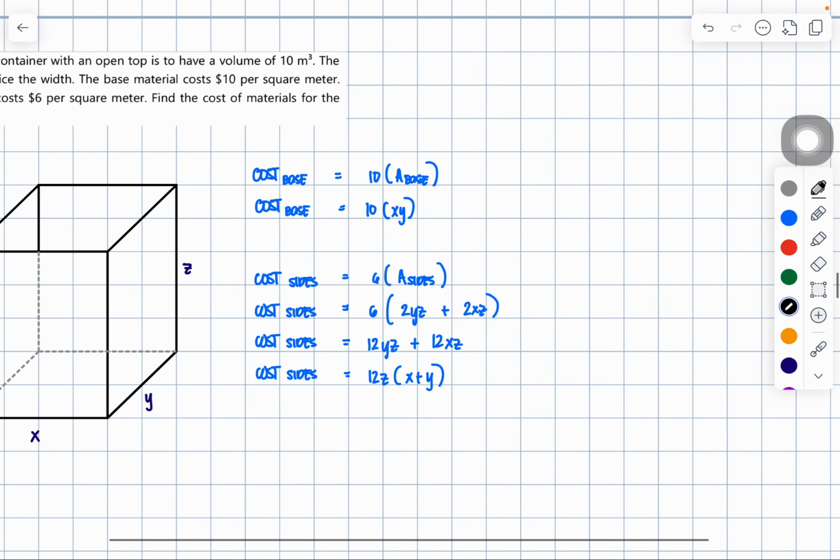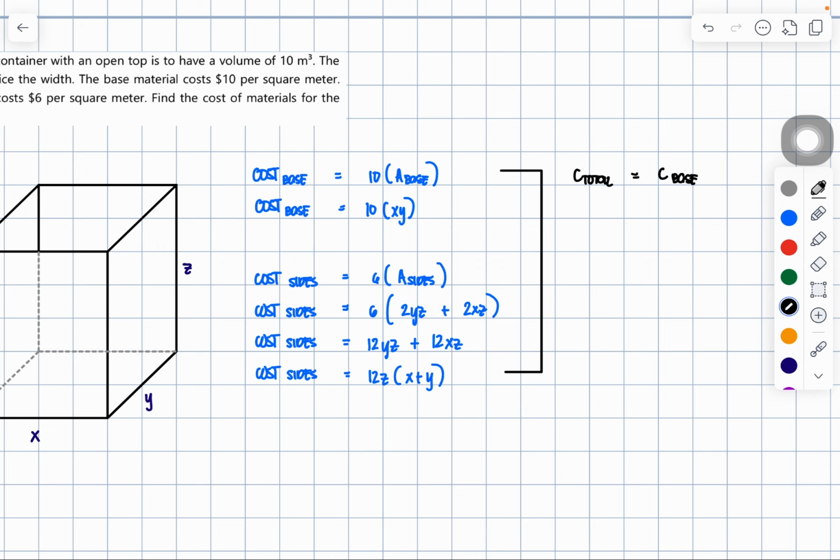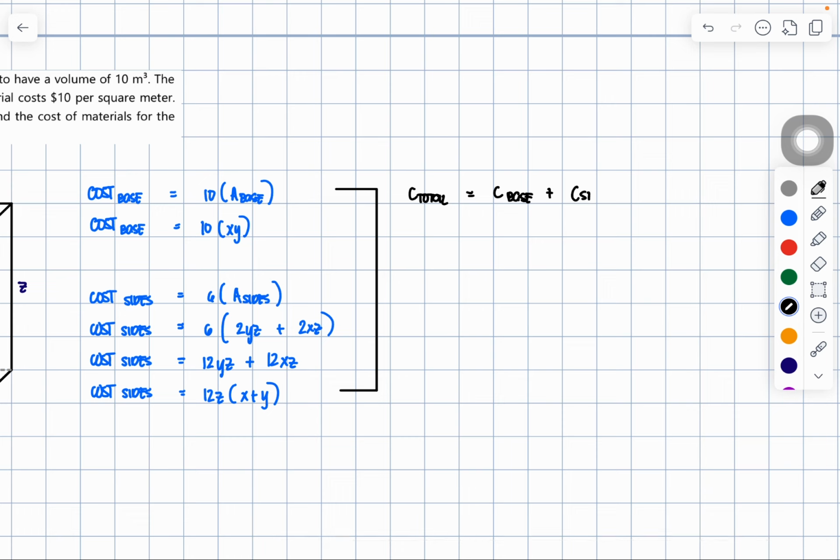We are to add the two. So for the total cost, you simply have to add the cost of the base plus cost of the sides. So for the total cost, C total, let's say C na lang, you have cost of the base plus cost of the sides. Meron tayong 10xy plus 12z(x plus y). But the problem here is that, as you can see, we have 3 variables. You have x, y, and z.